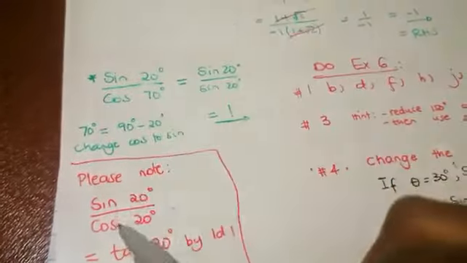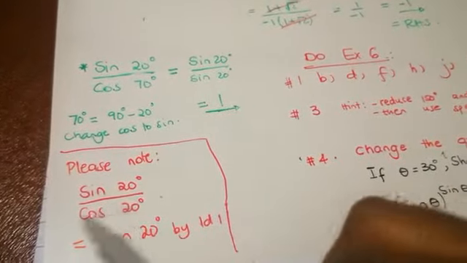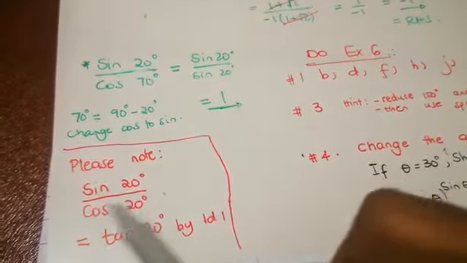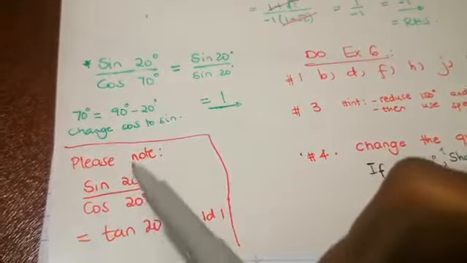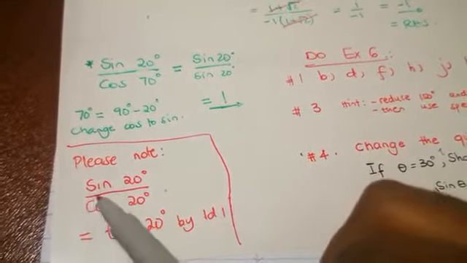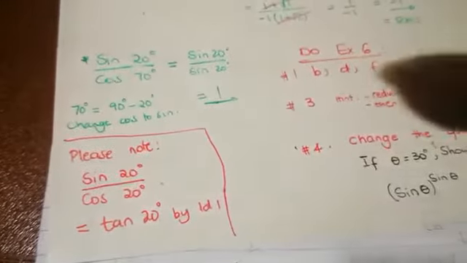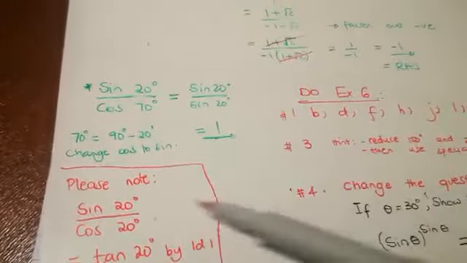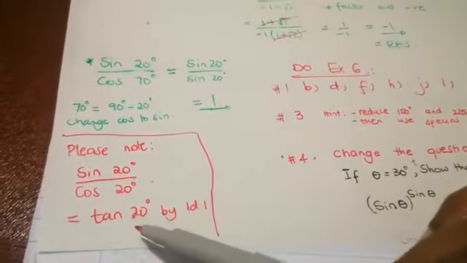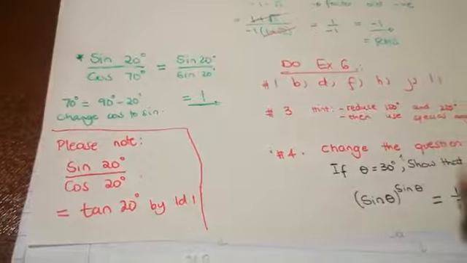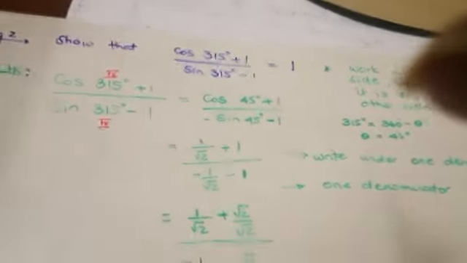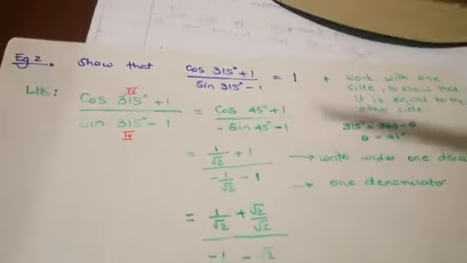Now please note that if it is sine 20 over cos 20, I can't change. These two angles need to add up to 90 for me to be able to change the other one and write it in terms of the other one. So this one would give you tan 20 by identity number 1. Okay, so I've got another example here, which is an exam type of question.